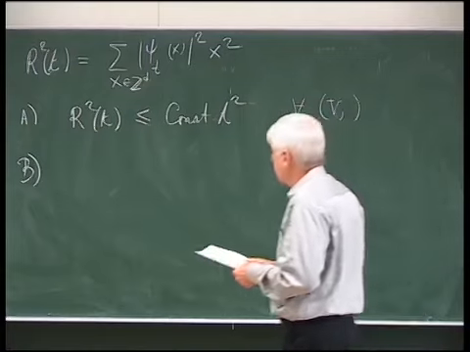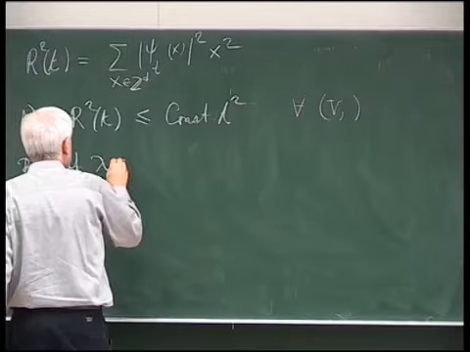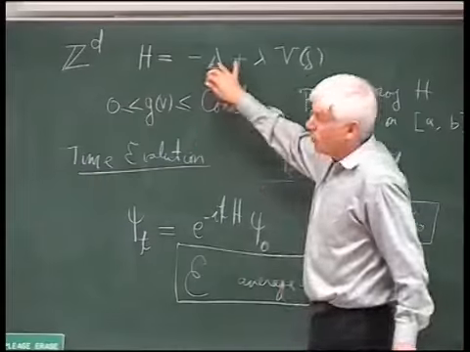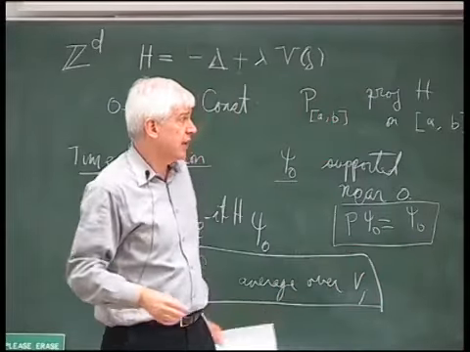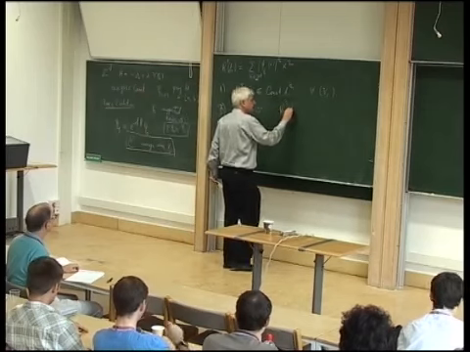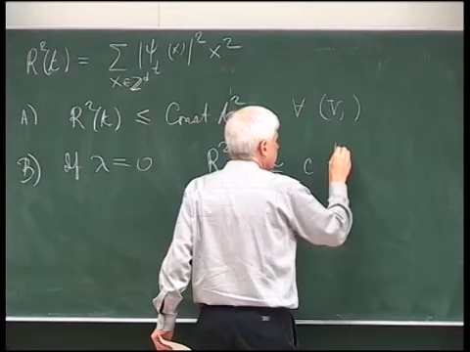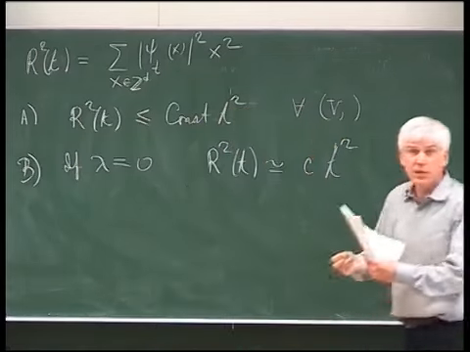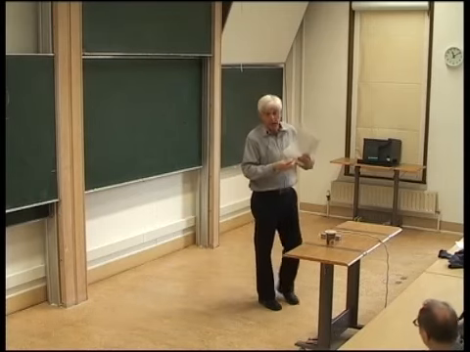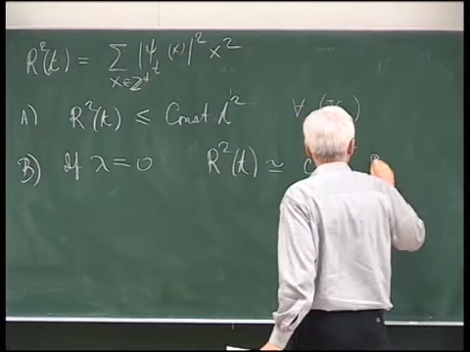The other fact is that I mentioned last time that if lambda is equal to 0, so I have just the Laplacian, or I might have the Laplacian plus a periodic potential, then we know that, in fact, r squared of t goes like some constant times t squared. So it does spread linearly. X spreads in what we call ballistically. This is sometimes called ballistic motion.